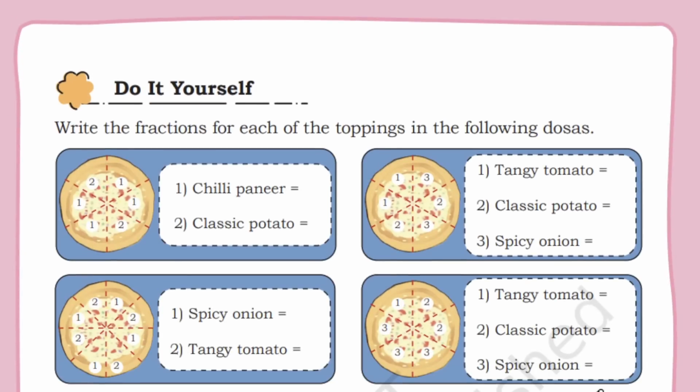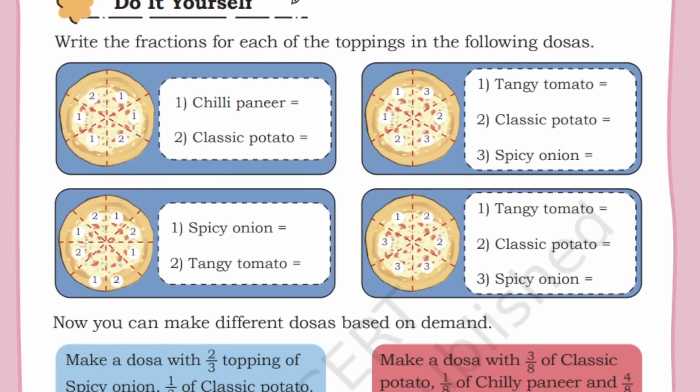Next, do it yourself. Write the fraction of each of the toppings in the following dosa. Now we have fractions here. So we have chili paneer and classic tomato. So chili paneer is 1, 2, 3, 4. So 4 chili paneer. So how many portions we have first? 1 minute. Do it in black. So how many portions we have? 1, 2, 3, 4, 5, 6. So 6.